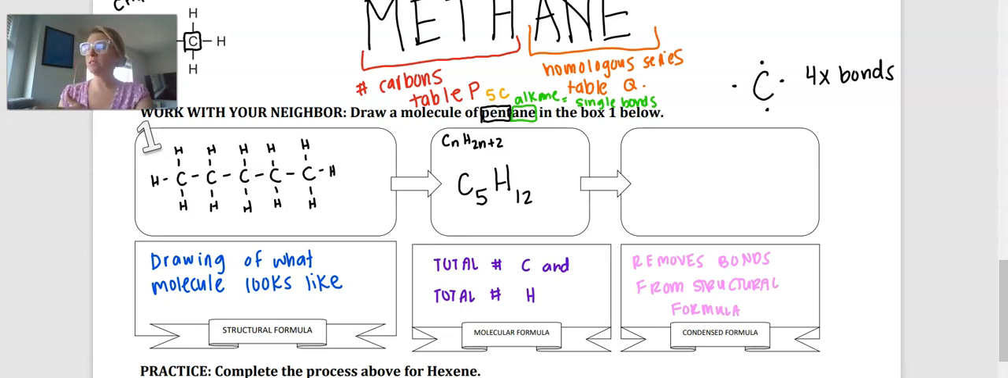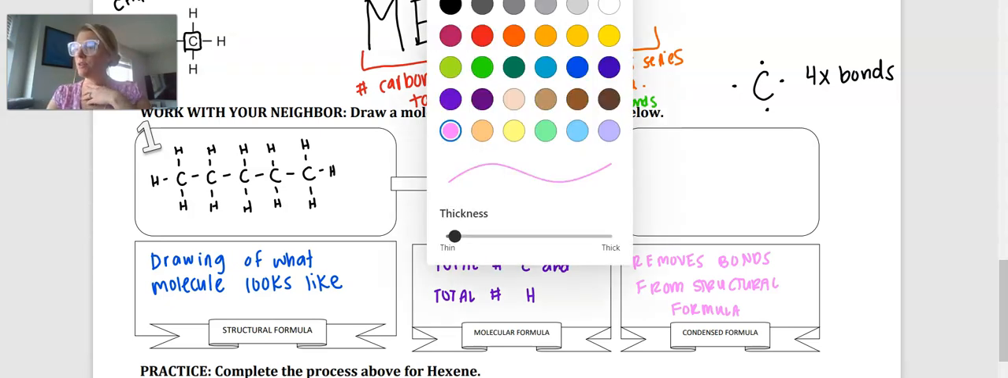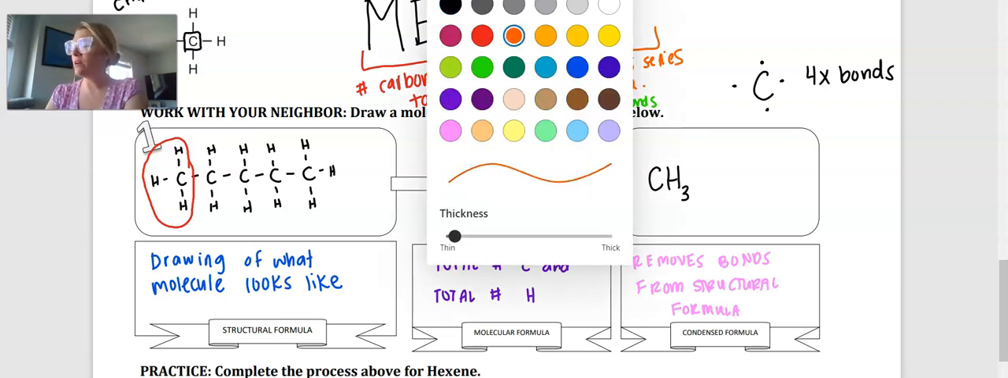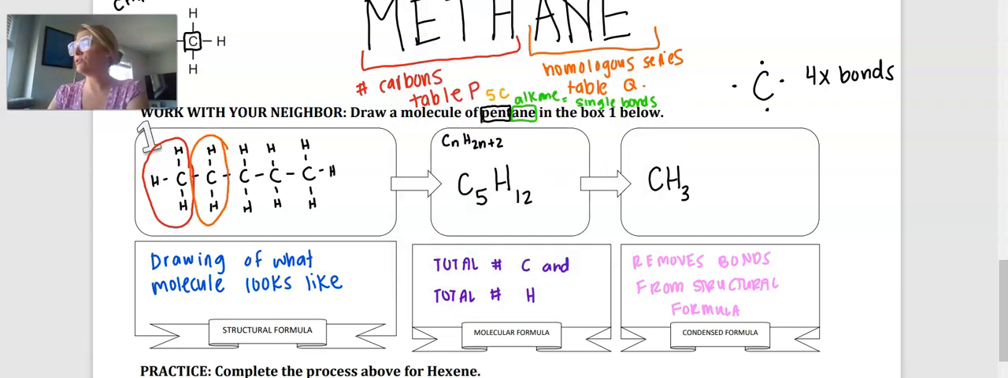So what I want to do here is walk us through how to get the condensed formula. The first thing that we're going to do is count our first carbon in line from left to right. Our first carbon is one carbon and it has 3 H's attached to it. So for our condensed formula, we're going to end up with CH3. Our second carbon here has 2 hydrogens, and so for our condensed formula, the CH3 is followed by CH2.